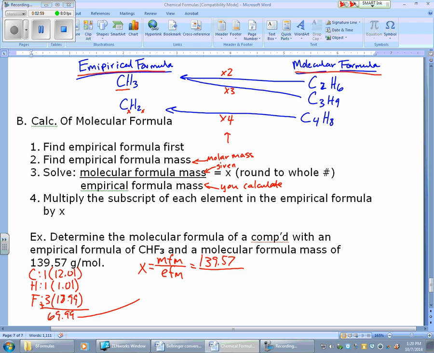And then I'm going to plug that in here. 139.57 divided by 69.99 gives me 1.99, which is close enough to round to 2. That is the number I need to multiply all the subscripts of my empirical formula by. So my empirical formula is CHF3, so my molecular formula is C2H2F6. Yes, that is the answer to that problem.